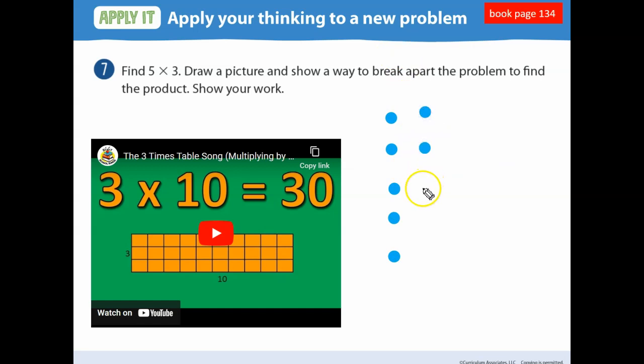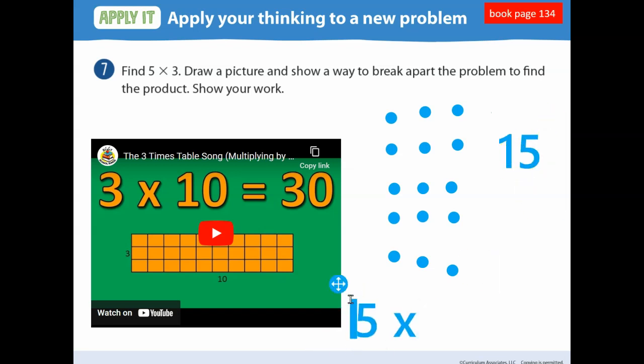This is 134, by the way. Oh, that's the page that we're on. And there. So what's 5 times 3? What is it? 15. So 5 times 3 equals 15. How do I know? Because I could count all the dots.